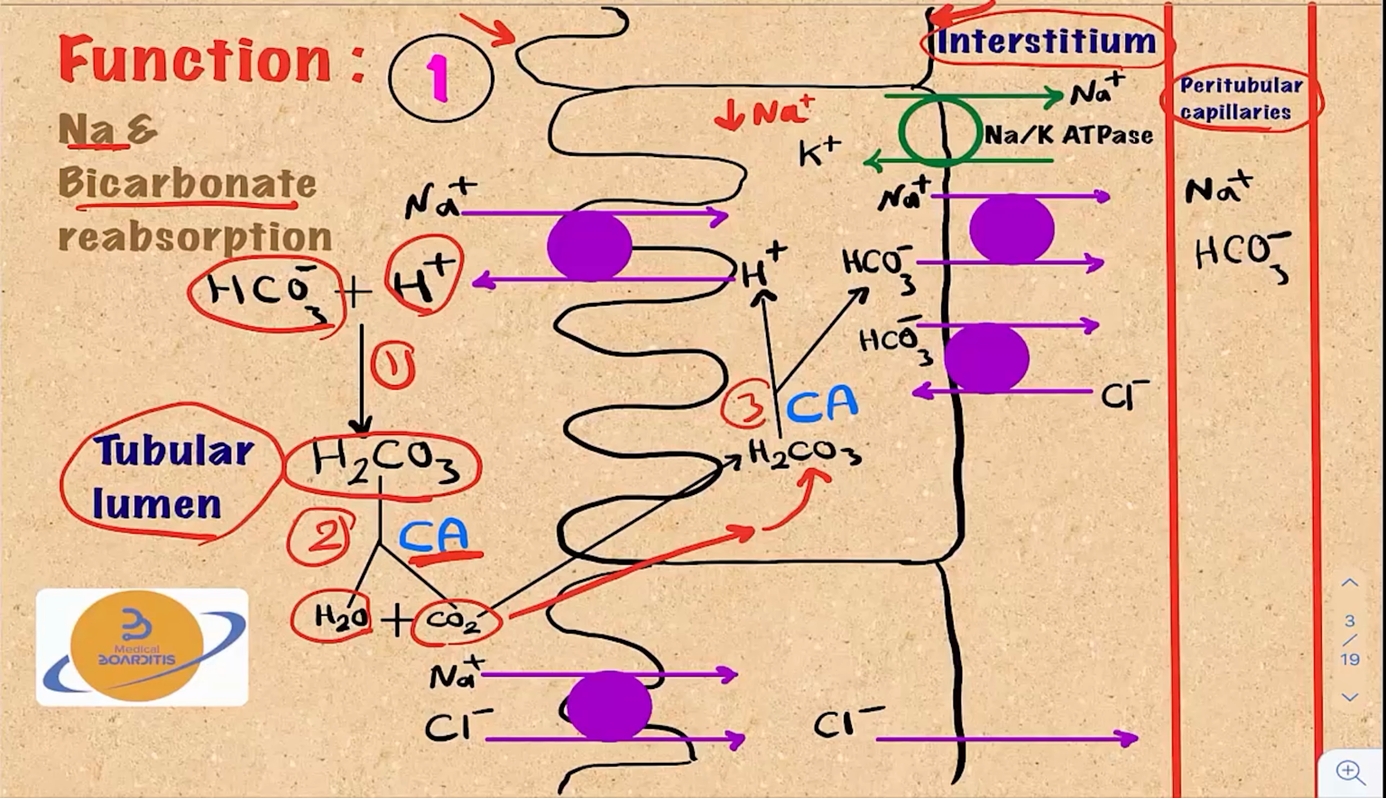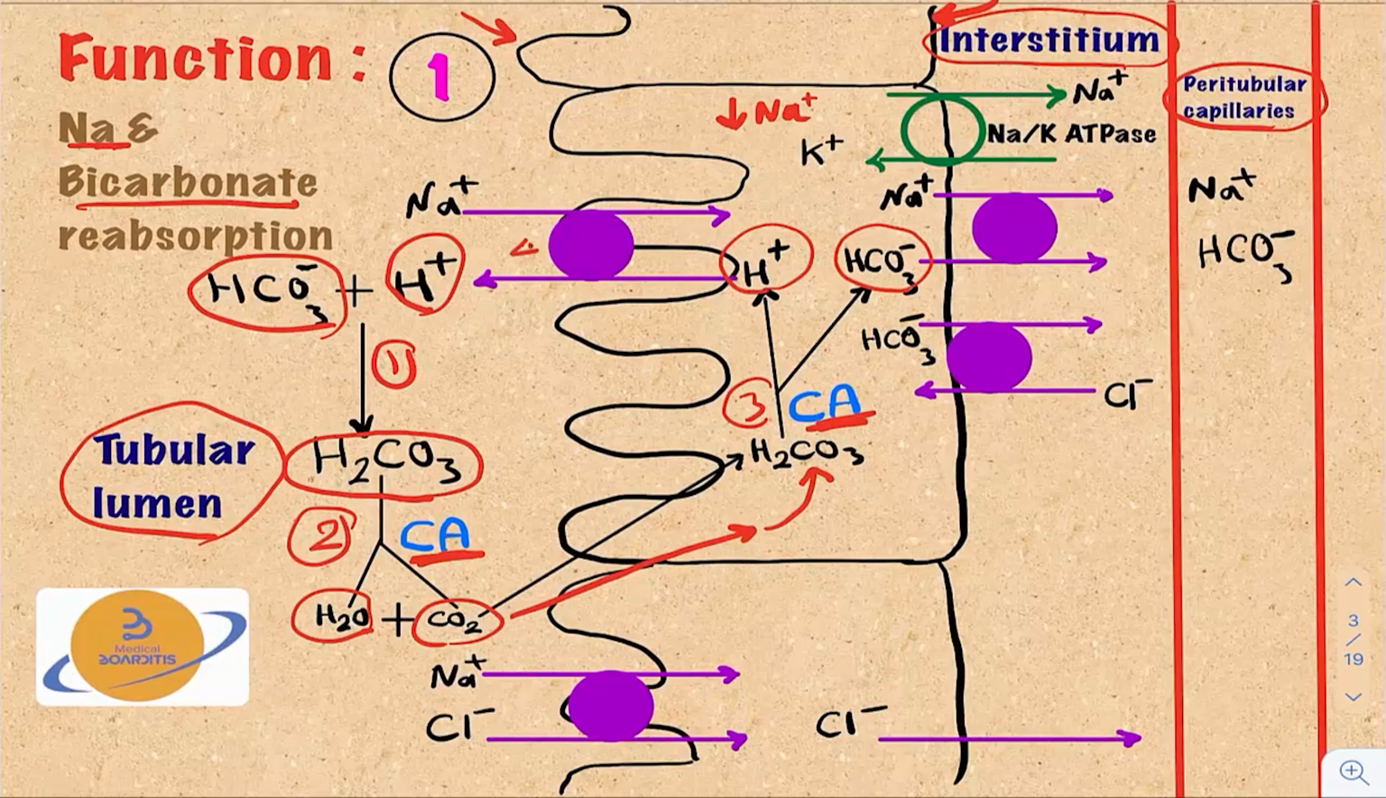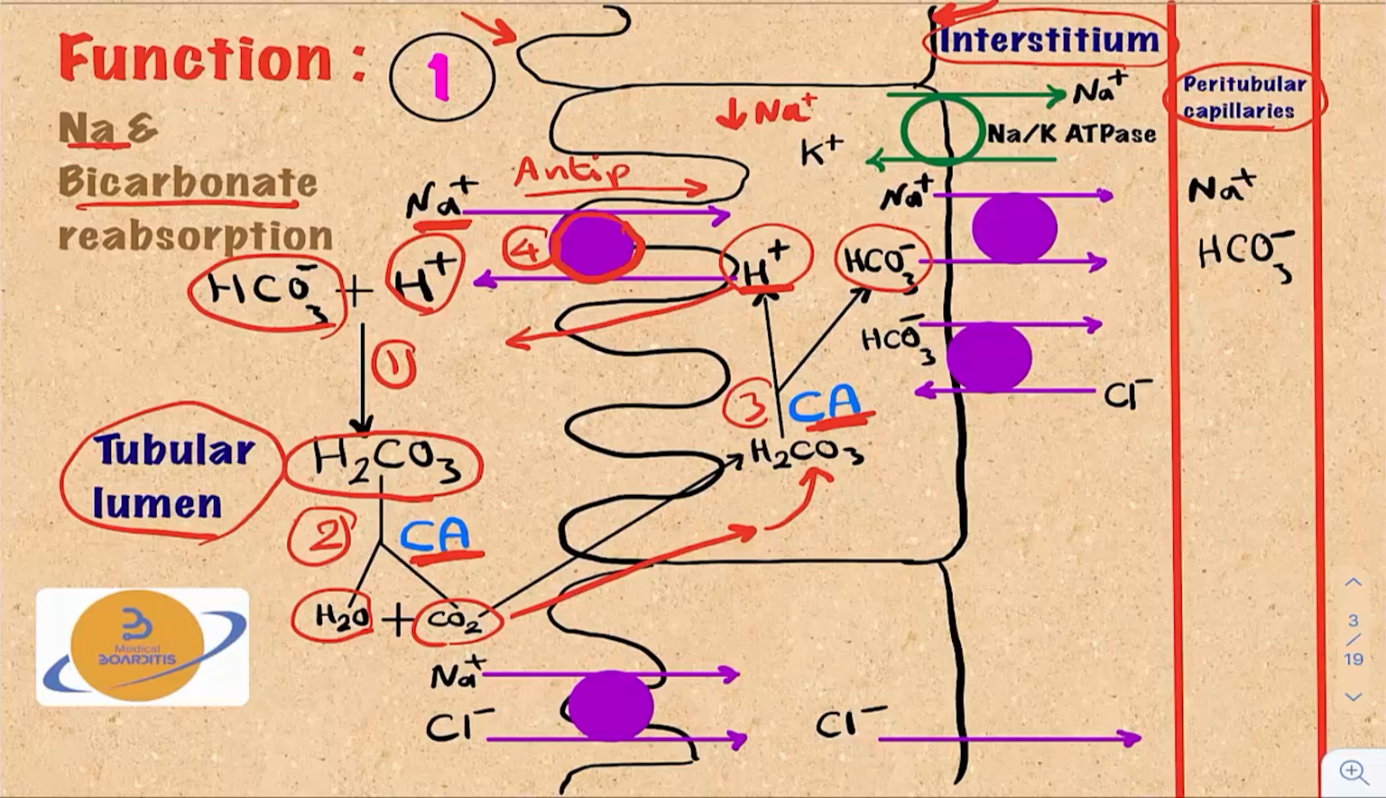In the third step, the carbonic anhydrase inside the brush border cells will reconvert the carbonic acid into hydrogen ions and bicarbonate. In the fourth step, the hydrogen ions will become secreted back into the tubular lumen in exchange with sodium that will move into the inside of the cell. This transporter is called the sodium hydrogen antiporter. Since the two ions are moving in two opposite directions, we call it an antiporter.